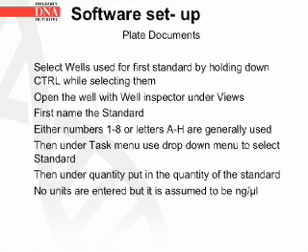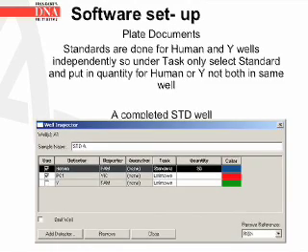First, you have to name the standard. These are generally named with numbers 1 through 8 or letters A through H. Then, under the Task menu, use the drop-down menu to select Standard. Then, under Quantity, put in the quantity of the standard. No units are entered, but it is assumed to be nanograms per microliter. Standards are done for human and Y wells independently. So under Task, only select Standard and put in the quantity for human or Y, not both in the same well. The screenshot below shows a completed standard well.